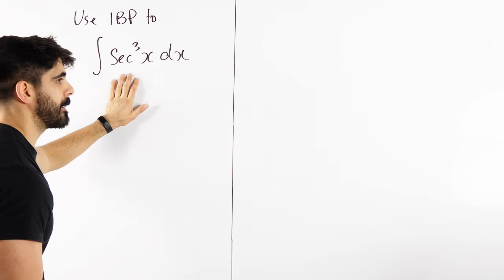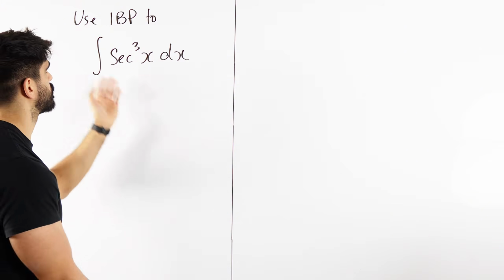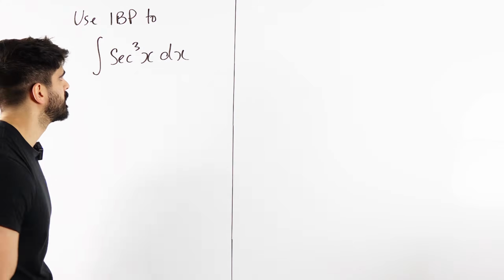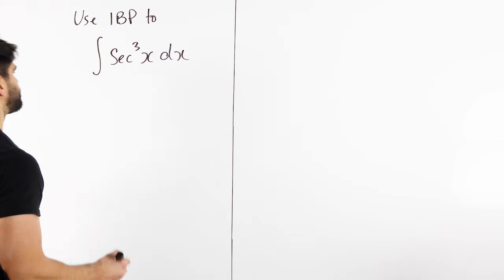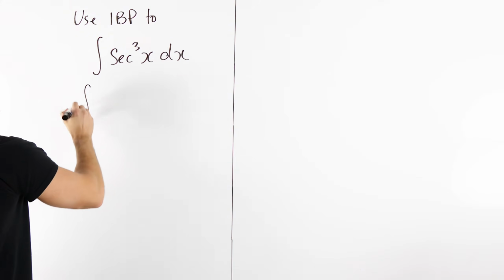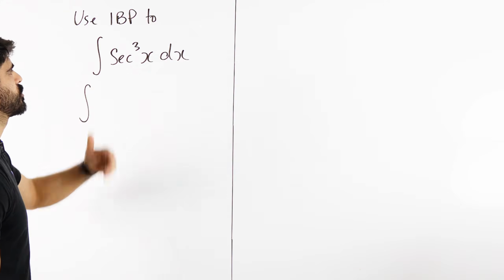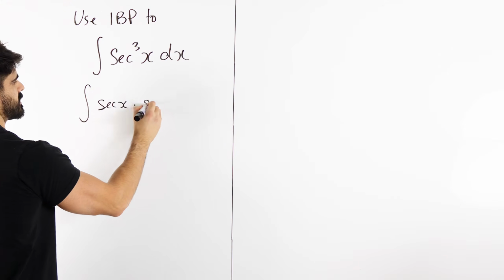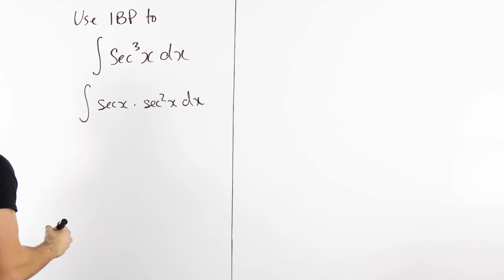So integration by parts is looking very similar to the product rule, because we can derive the formula for integration by parts from the product rule, which is looking at the multiplication of two functions, okay? So if we want to use that to integrate sec cubed x, we have to rewrite it as a multiplication. Well, the natural thing to do then is to write it as sec x times sec squared x. And then we're going to go straight into parts.